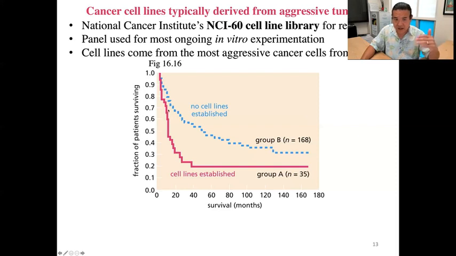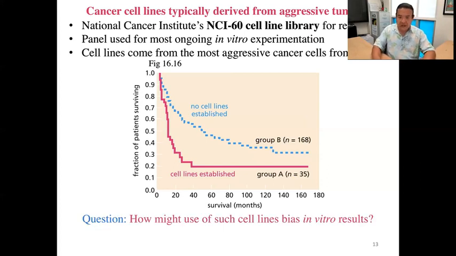And not surprisingly, the cell lines, these pink ones, came from the patients that had super aggressive tumors, and therefore the patients themselves did much worse, right? But yet you were able to get cell lines from them. Whereas for the patients who did better, the blue line, there was a harder time establishing cell lines from them because their tumors weren't super crazy aggressive.